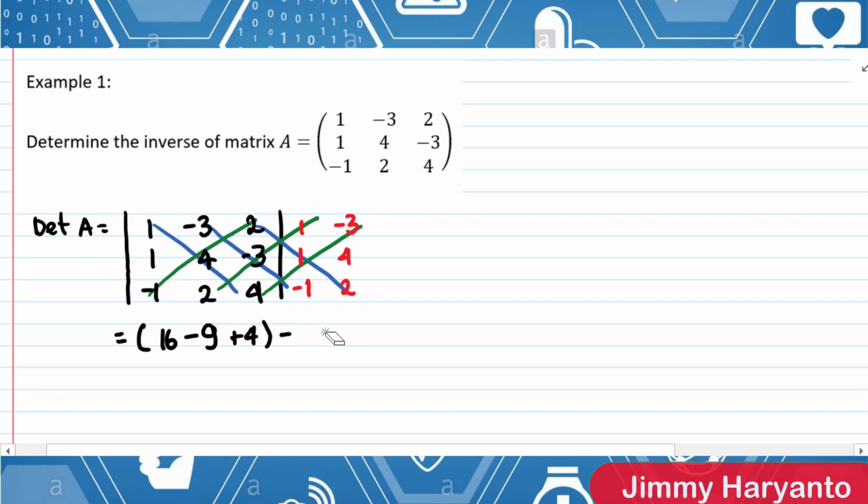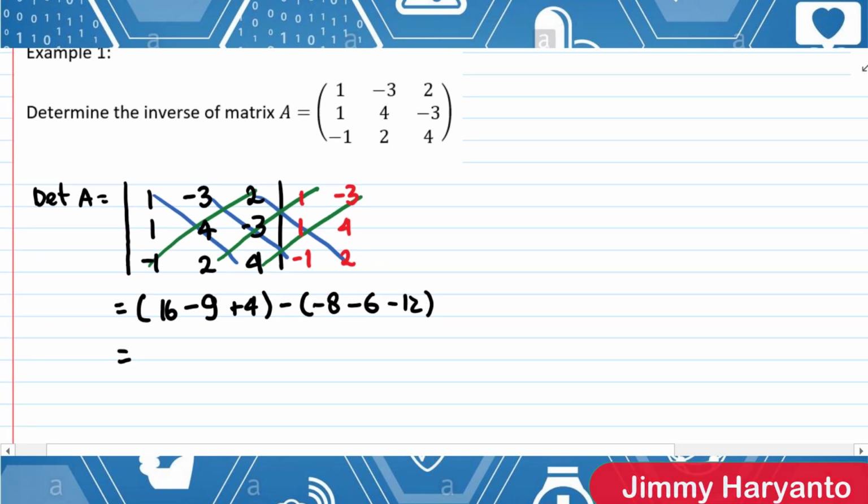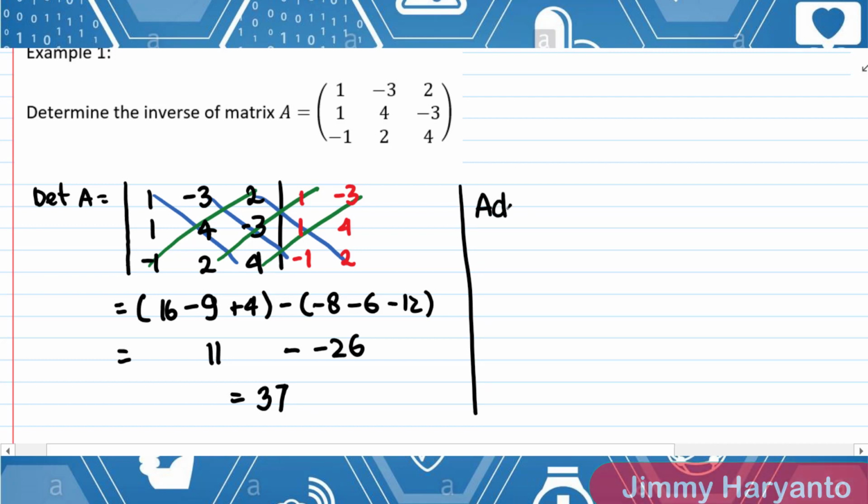Wait, -8, okay, and then -6, and then -12, and the result will be 12 minus 9 equals 7, 7 plus 4 equals 11, minus -26, so the result is 37. Correct me if I'm wrong, okay? So this is the determinant of A, and then after that we have to prepare also for the adjoint of A.